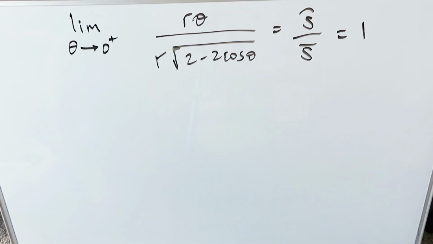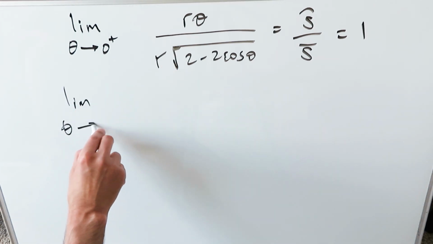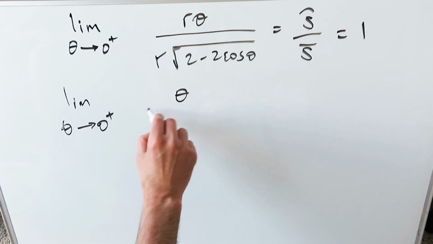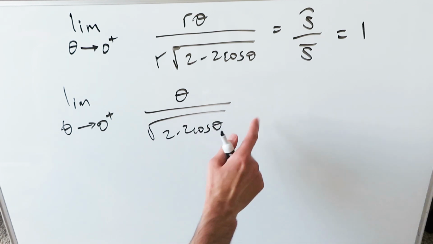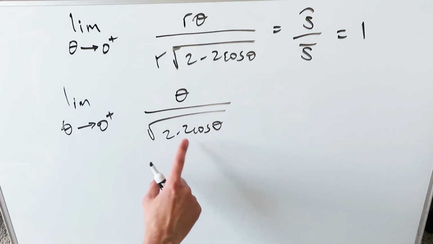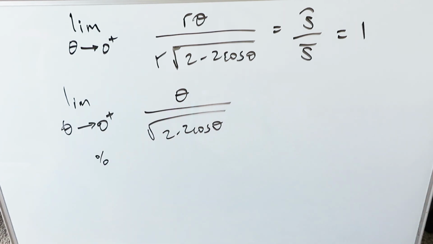Before you evaluate the limit, keep in mind you can cancel out something. You can cancel out the radius component. You have theta approaching 0 from the right, the thetas cancel out. I have a theta divided by the square root of 2 minus 2 cosine theta. Again, it represents an arc length divided by a segment length. Now when you put 0 here in place of the theta, you have a 0 over 0 indeterminate form.